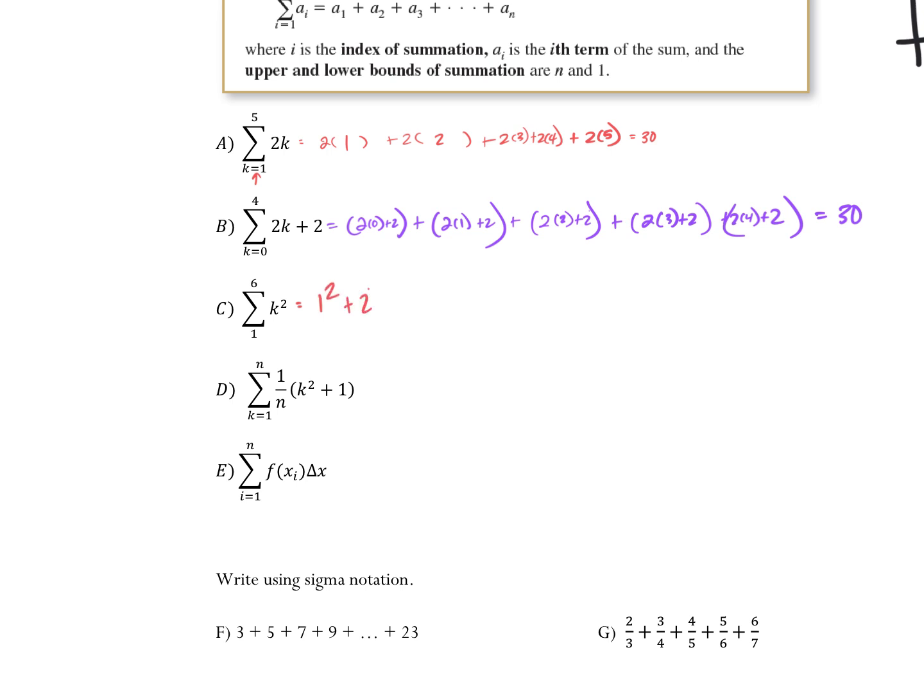1 squared plus 2 squared plus 3 squared plus 4 squared plus 5 squared plus 6 squared. Which is something. I think 91. Somebody smarter than me should figure that out.